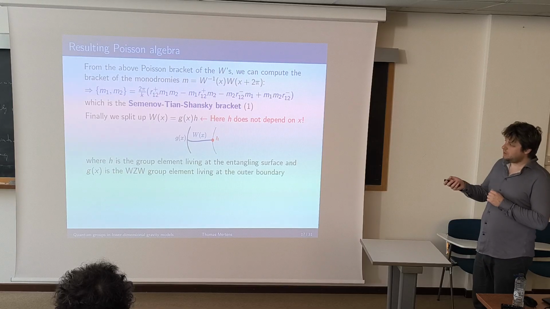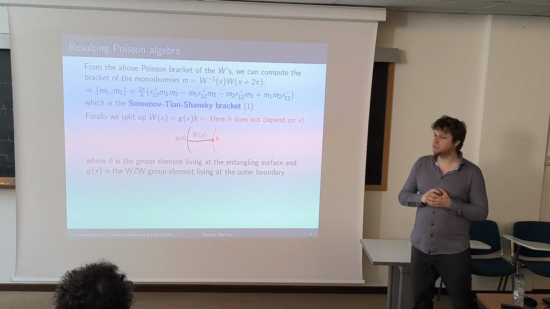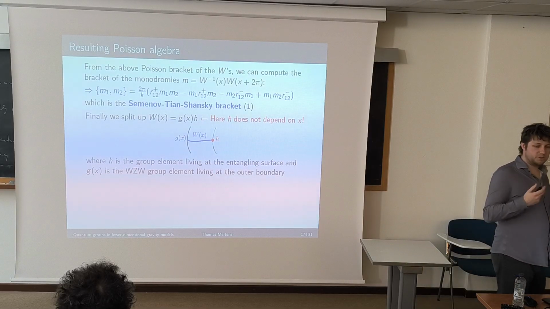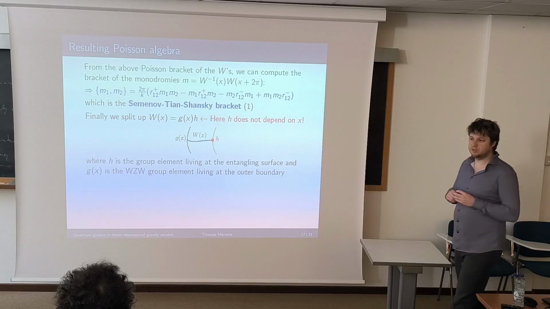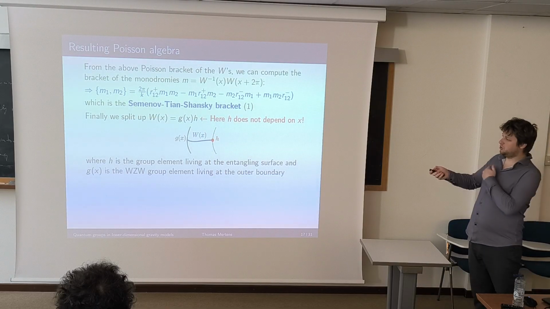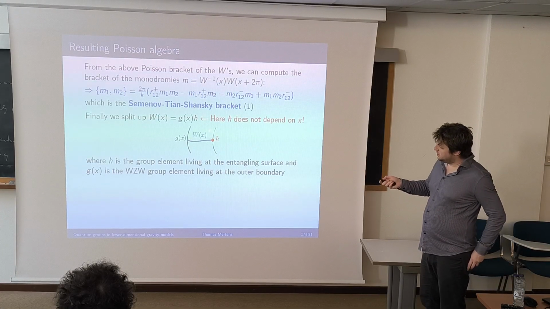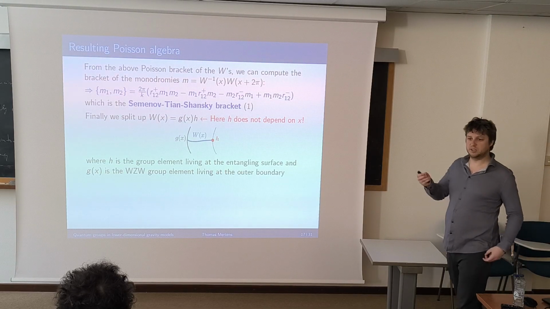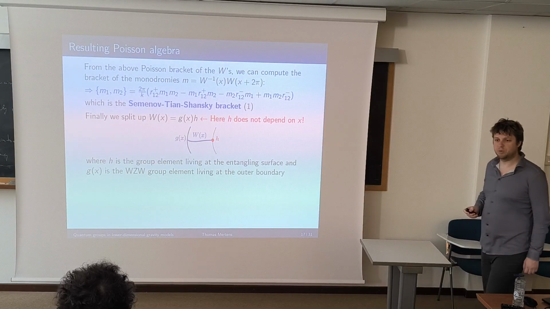And then finally, I'm going to split up my W of x. So these were at this point these blue Wilson lines, these one-sided Wilson lines. I'm now going to split them up as g of x times h, where g of x is now really the boundary WW field that's living on the outer boundary, and h is the degree of freedom that's living on the entangling surface, and that doesn't depend on x. So here I'm just using my physical assumption that there's this large gauge degree of freedom that's become physical on the entangling surface, and it doesn't depend on x. It's just a quantum mechanical degree of freedom. It's not a field anymore. So here I'm implementing this in my formalism.